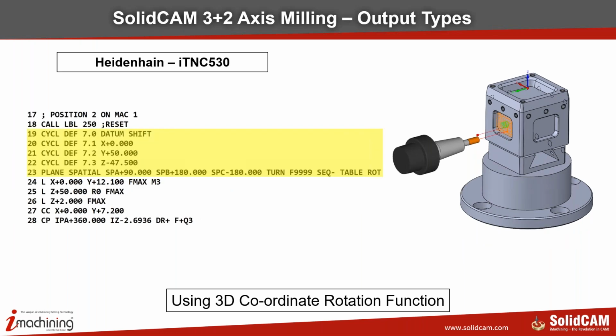With Heidenhain, there are two variants. There is the Heidenhain TNC 530, where we output the rotation in two functions. One is first moving the origin using cycle 7, where we shift the origin in X, Y, and Z. And then we use the plane spatial function to rotate the coordinate system itself. So there are two functions, cycle 7 and the plane function.